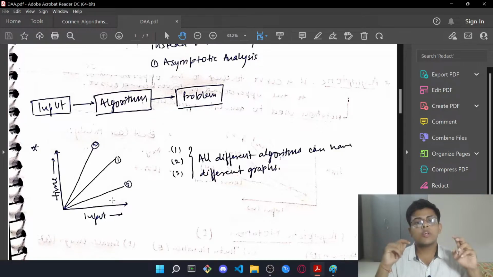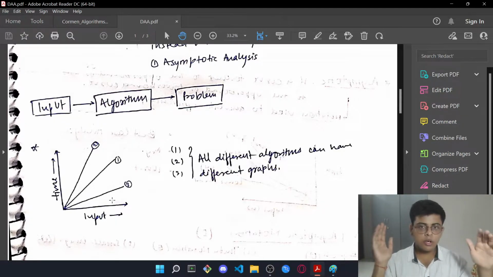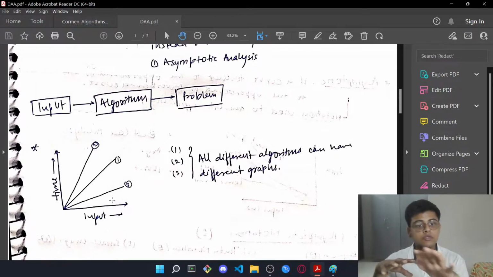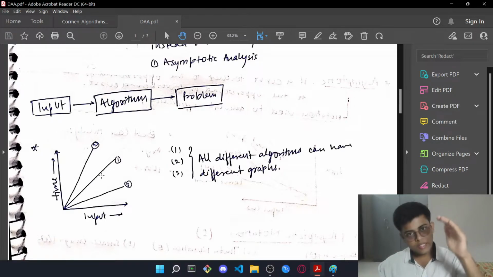But let's say a person comes and gives the input as 1 lakh. Now 1 lakh square is too much, so the computer in that case will respond relatively slower when compared to the input of 2. That is why we have made a graph showing that as the input size increases, the time increases.